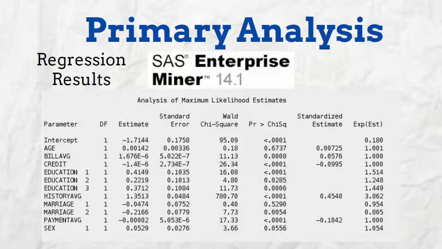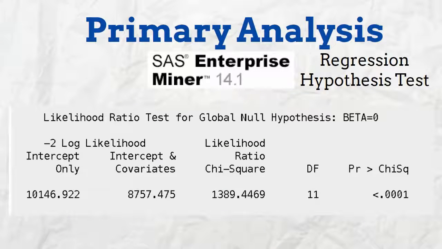So here are the results of the logistic regression. What's important to know is that this table contains a list of parameters, the regression coefficients, and the p-values. Most of the attributes have very low p-values, indicating they are significant in explaining default. However, age, marriage, and sex have relatively high p-values, which means they are likely not significant in explaining default. SAS automatically runs a likelihood ratio test for the global null hypothesis.